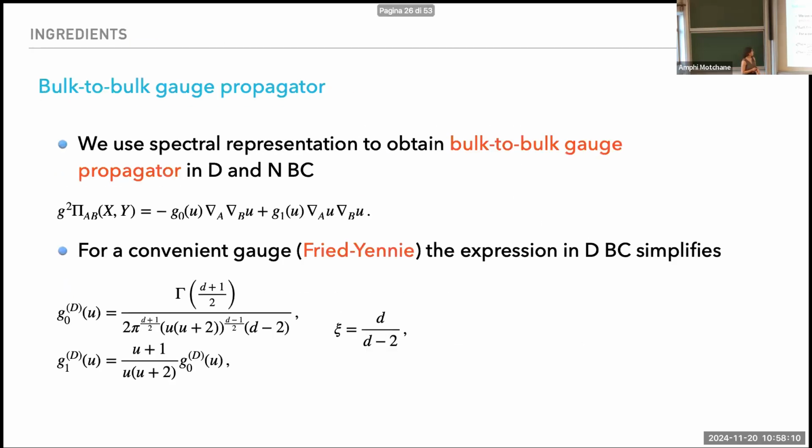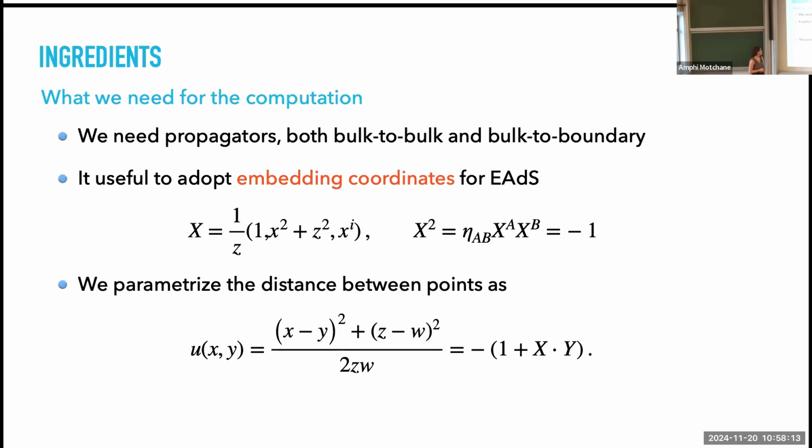Okay, so let me explain to you the ingredients. To perform the computations, both the first one and the others, we need bulk-to-bulk and bulk-to-boundary propagators. To do that, we use embedding coordinates by putting the AdS in a d+2 dimensional Minkowski space. It is just a hyperboloid. So this is the equation for AdS. We can express all the propagators in terms of the chordal distance u, which is expressed as follows in terms of the Poincare coordinates and embedding coordinates.